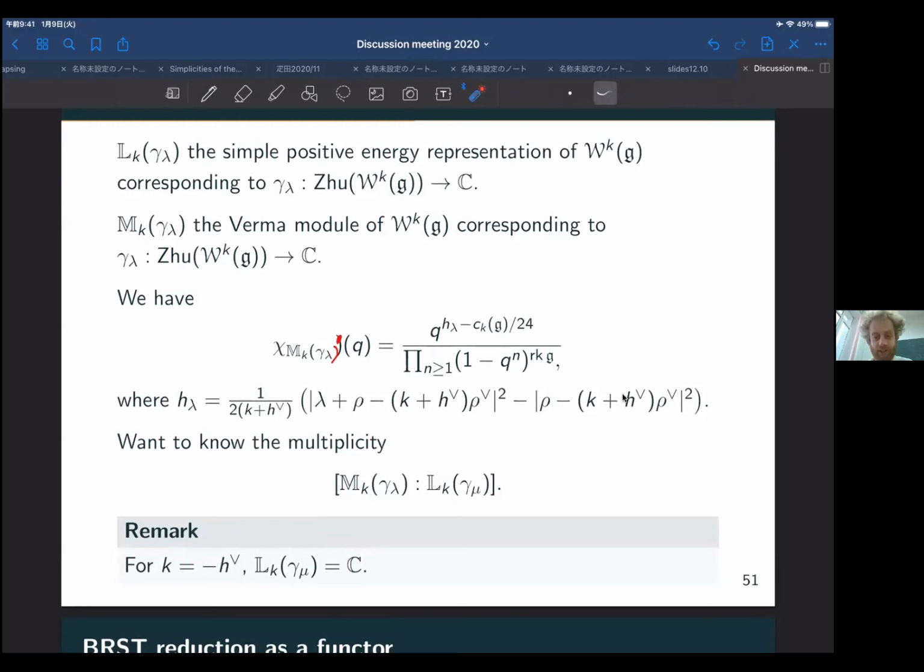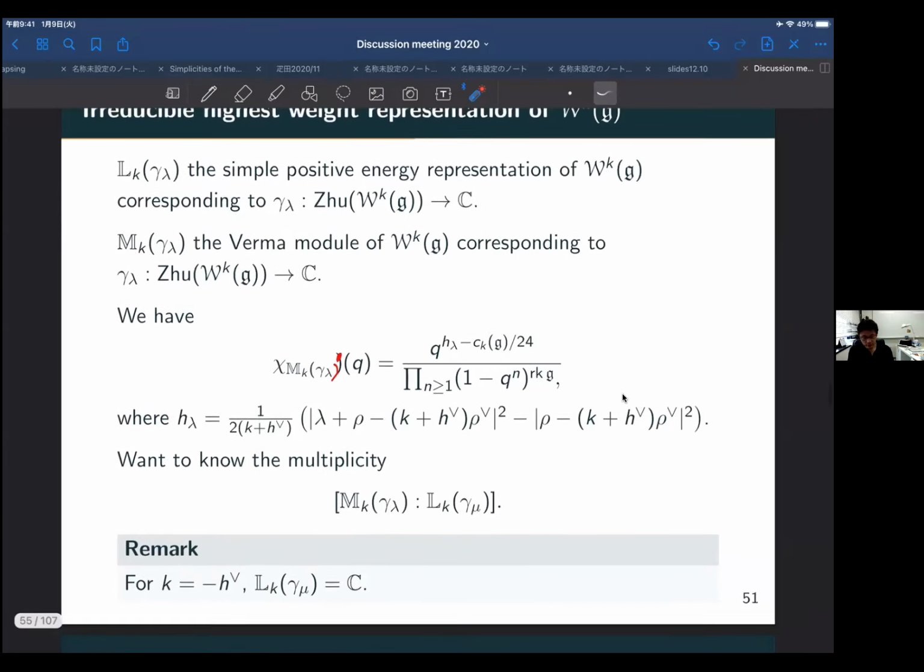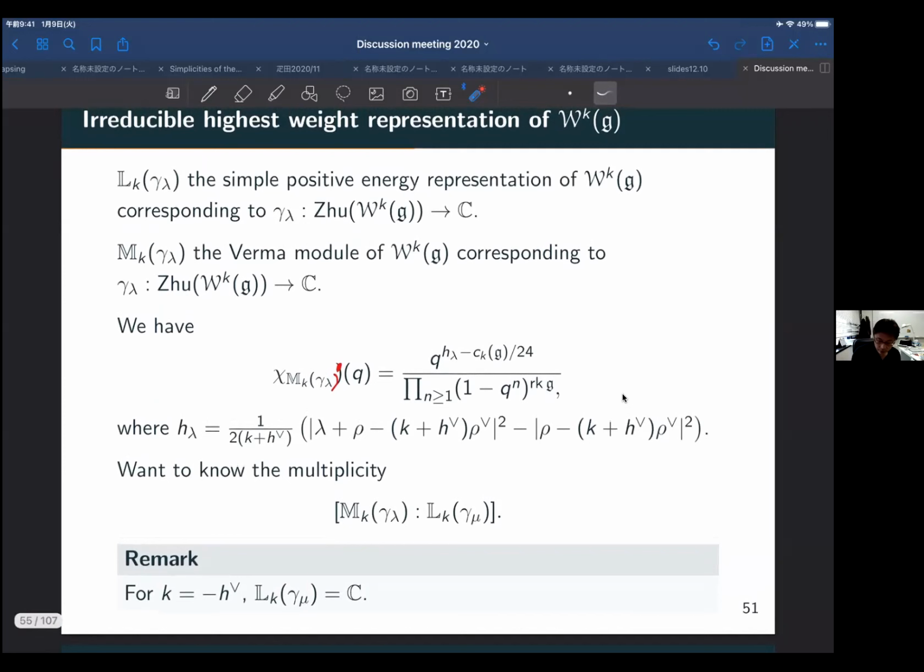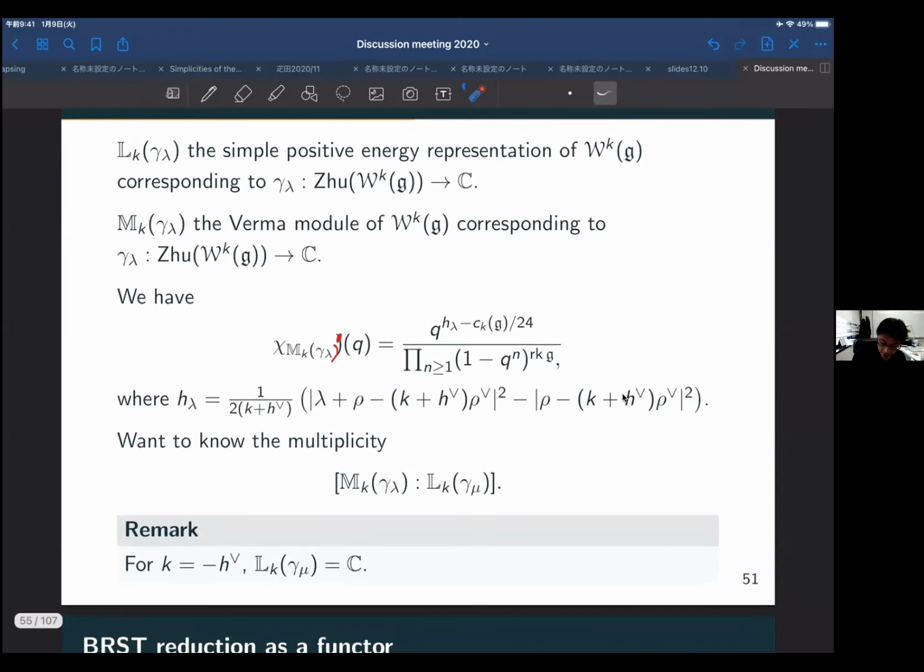Is something known about the C2 algebra? C2 of W-k, you're right. In particular, is it the same size as the Zhu algebra? Right, yeah. So I didn't define the C2 algebra.